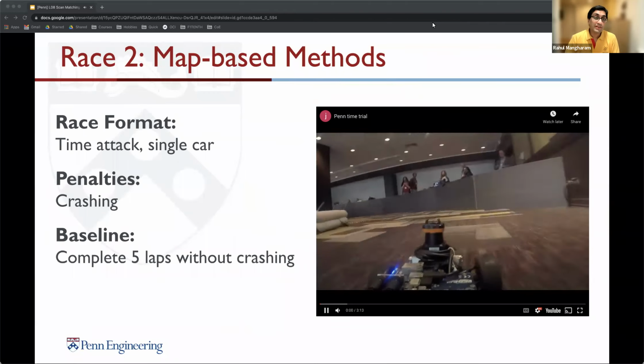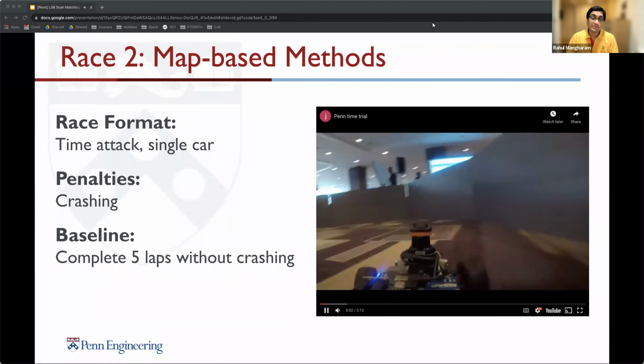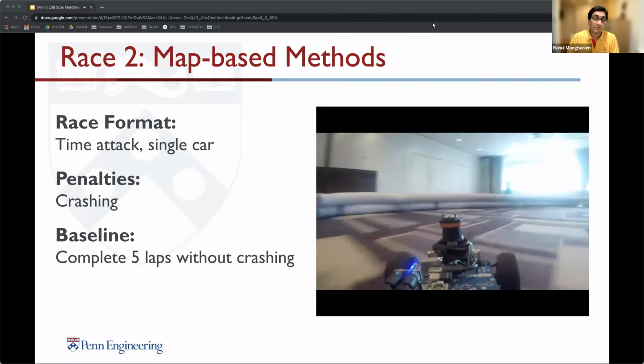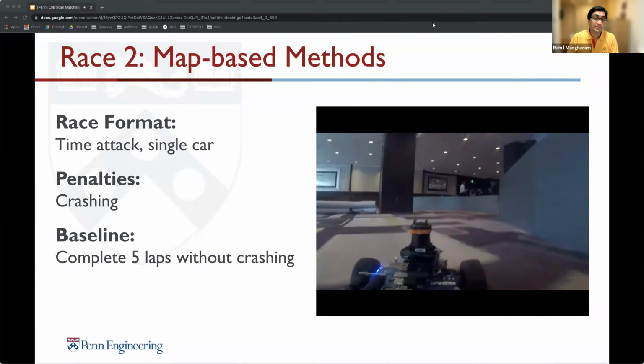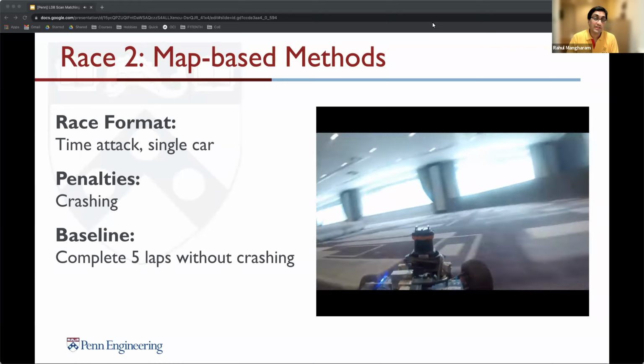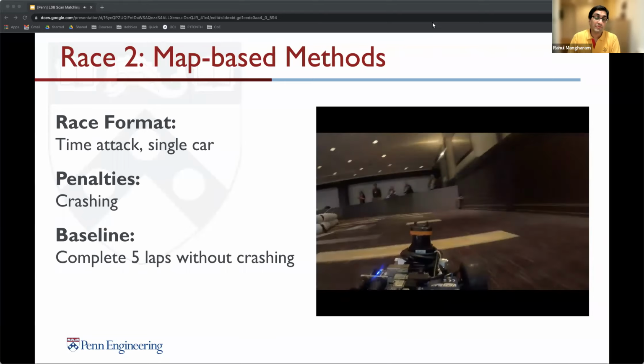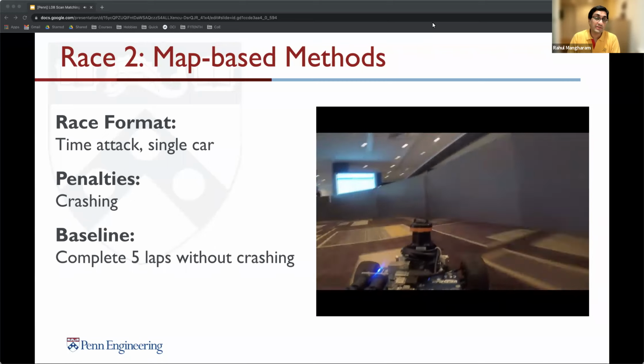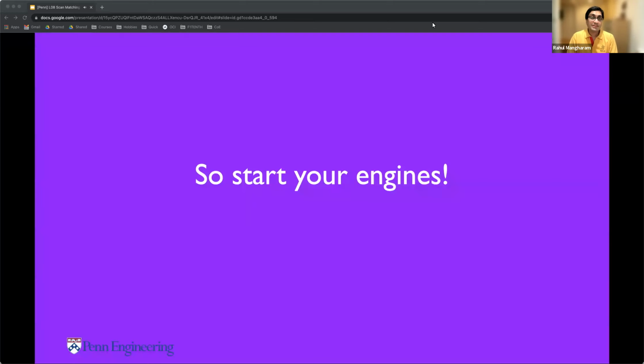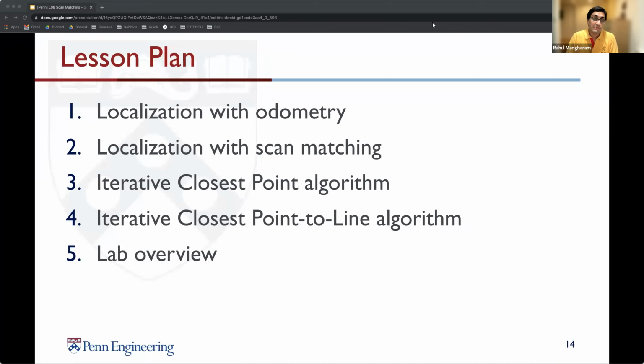And then that gets us ready for the second racing competition of this course, which is what we are looking forward to, where you will use map-based methods, localization, and then planning within the map to actually have very agile and very high-speed racing. So let's start our engines and get on with scan matching.